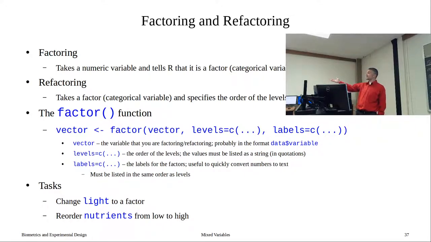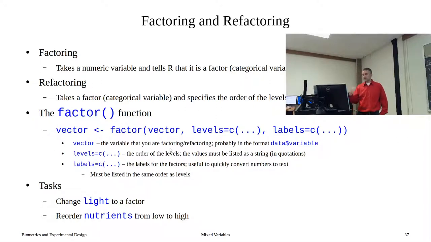Blake's data, for example. You key in 0 as uninfected, 1 as infected. He could refactor it and put labels to say uninfected is 0, infected is 1. So when he does a plot of it, it'll say uninfected and infected instead of 0 and 1. Simple way to do it.